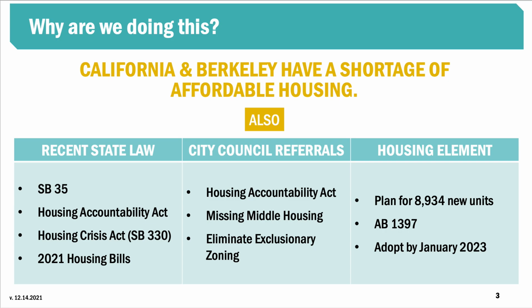The City Council has referred staff to develop standards to address these state laws and to explore methods to eliminate exclusionary housing by allowing 2 to 4 unit multifamily projects in the R1, R1A, R2, R2A, and MUR zones. New objective standards are also needed so the city can plan for over 9,000 new units and adopt an updated housing element by January 2023.